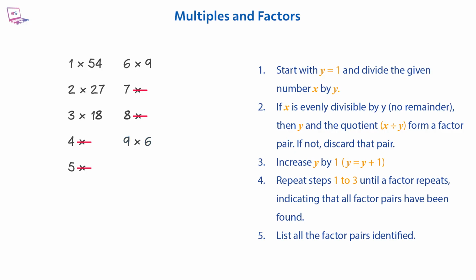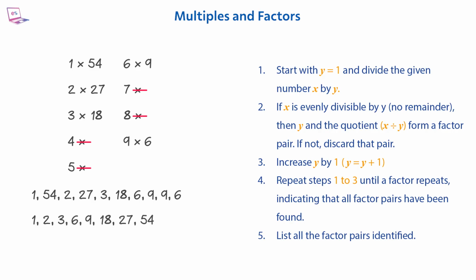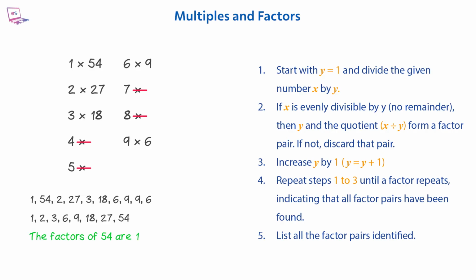Now, it's time to write down all the factor pairs. 1, 54, 2, 27, 3, 18, 6, 9, 9, 6. Let's arrange the numbers in ascending order and remove the duplicates. 1, 2, 3, 6, 9, 18, 27, 54. The factors of 54 are 1, 2, 3, 6, 9, 18, 27, 54.